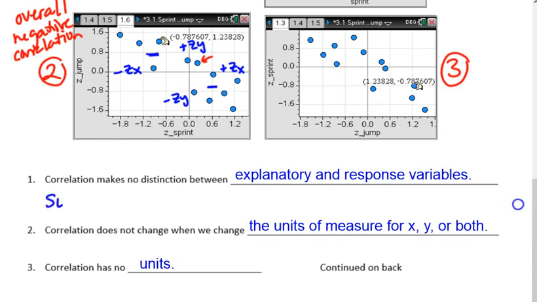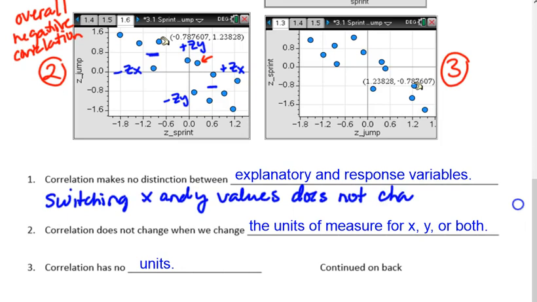So you might want to add just one more piece of explanation. Switching x and y values does not change R.